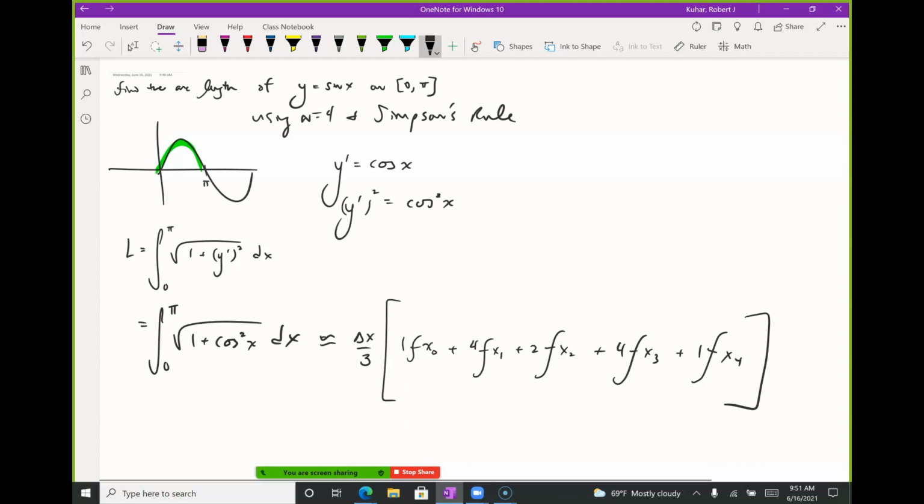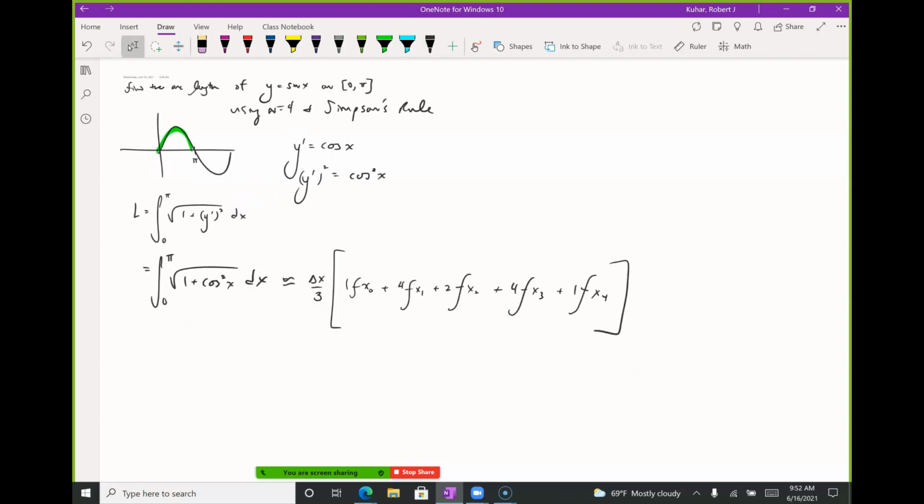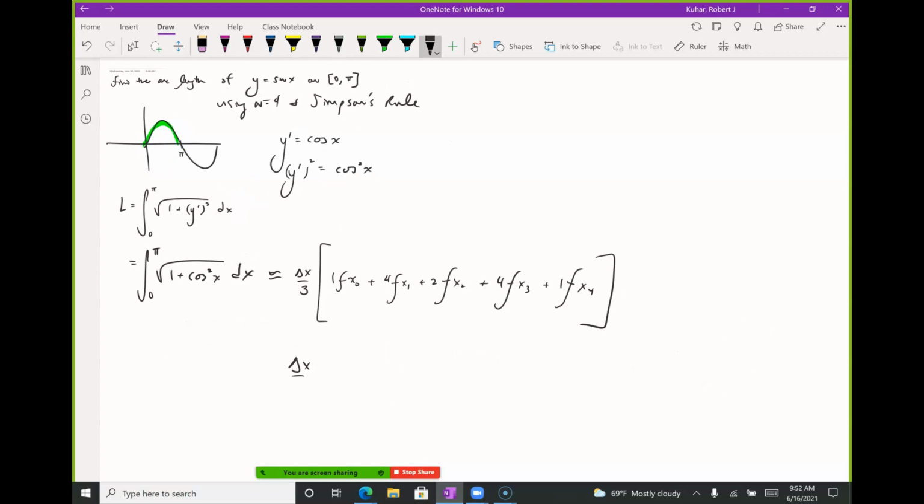So I've got a little bit of work to do here, right? I can already see my delta x. Okay, so that's nice. Delta x is pi minus 0 over 4, right? So I'm looking at pi over 4s for my x sub i's, right? So 0 pi over 4, 1 pi over 4, 2 pi over 4, 3 pi over 4, etc.